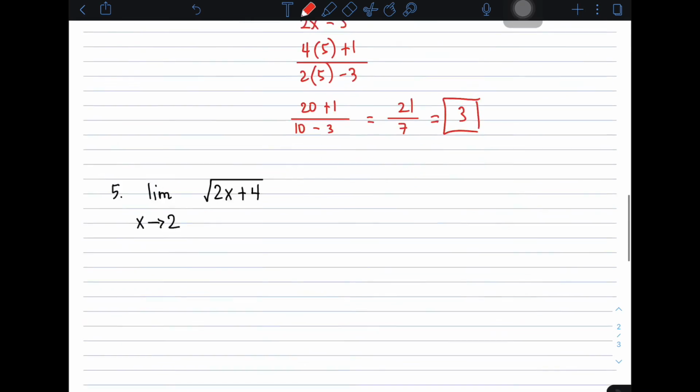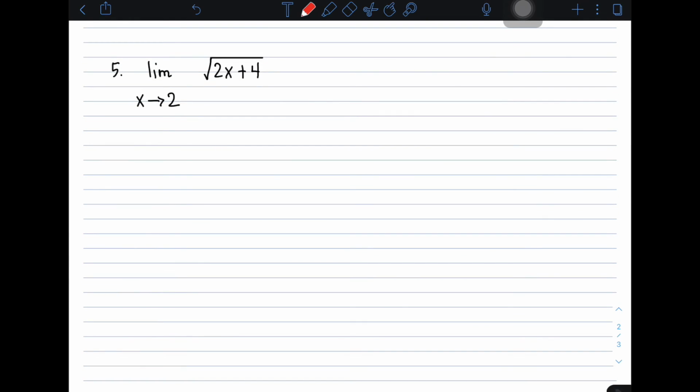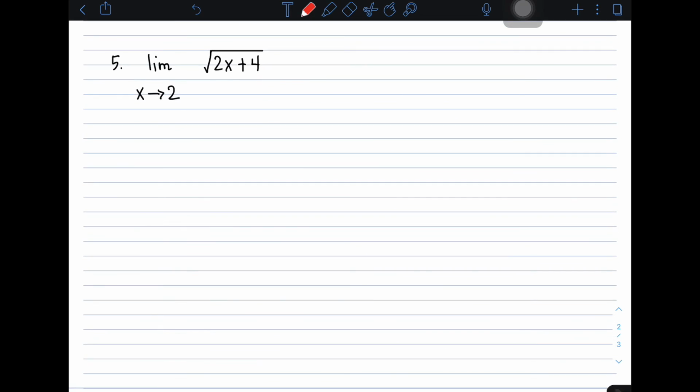So let's move on with the last example. We have the limit of the square root of 2x plus 4 as x approaches 2. So given this radical expression, you have the square root of 2x plus 4. You need to plug in the value of x here as 2. So we can simplify it as the square root of 2 times 2 plus 4.